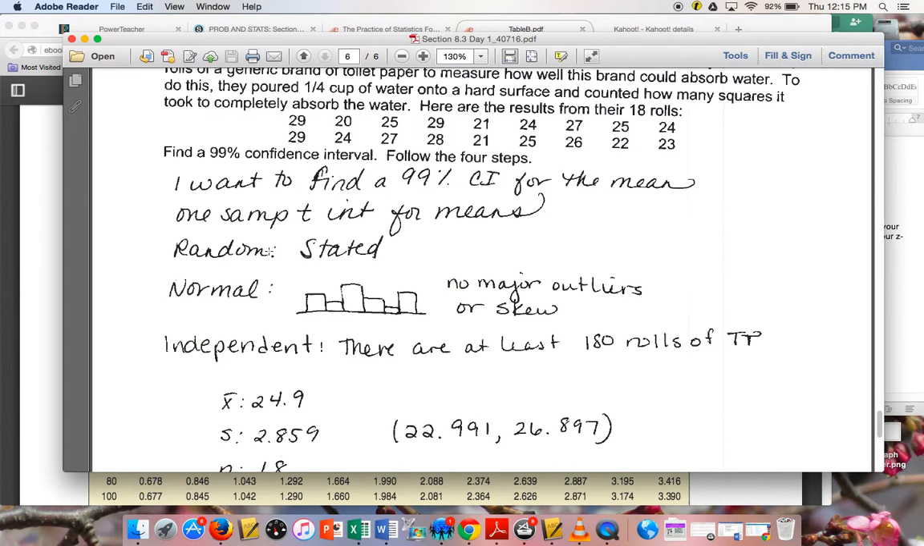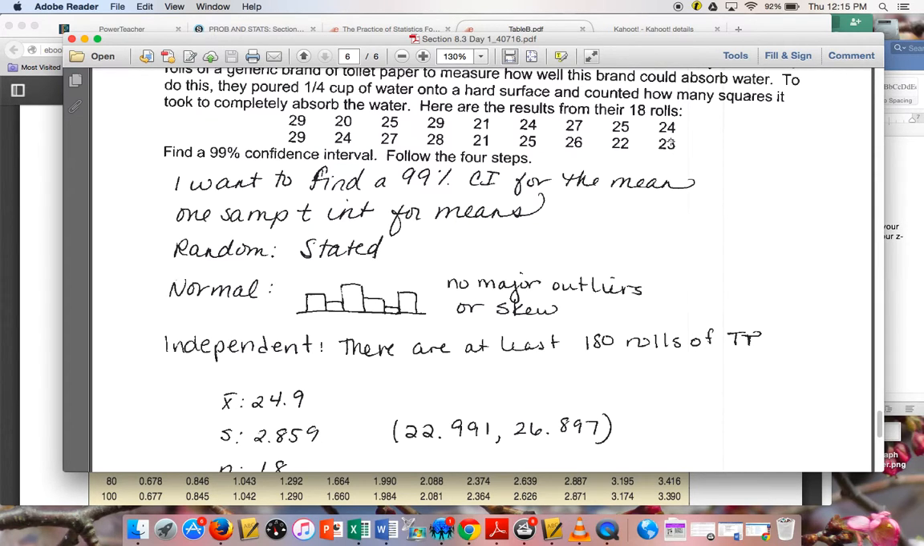When you're getting to that normal check, so this is the robustness thing, and I'm going to spend more time on this in our next class. But clearly this is under 30. It doesn't say anything about the population being normal. So what I'm going to do is I'm going to look at the sample and just make sure that there's no major outliers or any strong skew. I'm looking at a histogram here. We have some other options which I'll talk about next time. I'm just looking at a histogram.